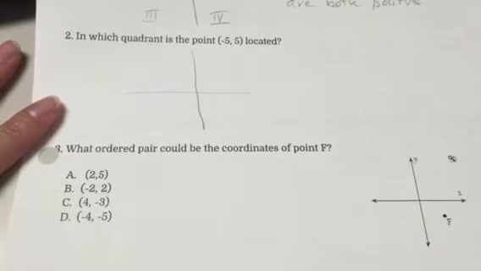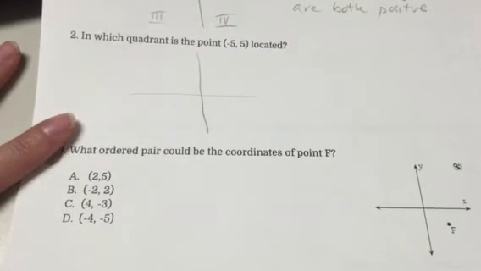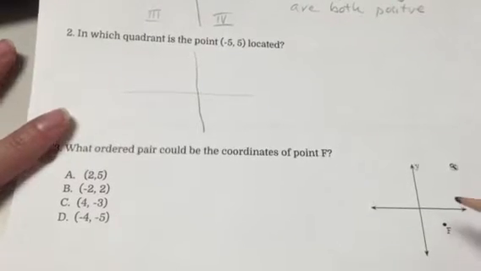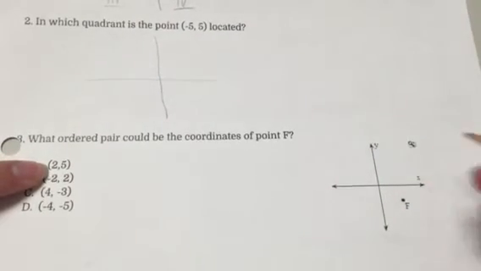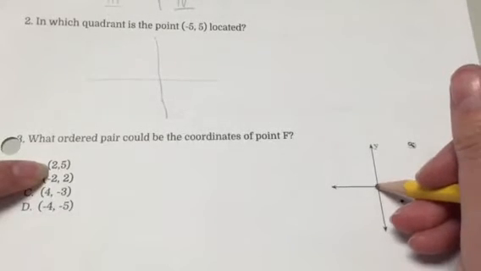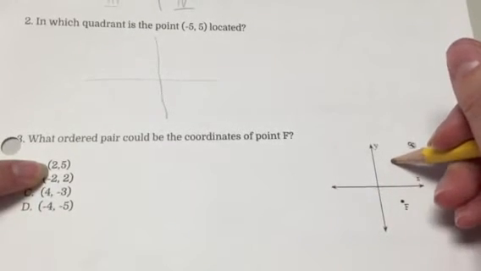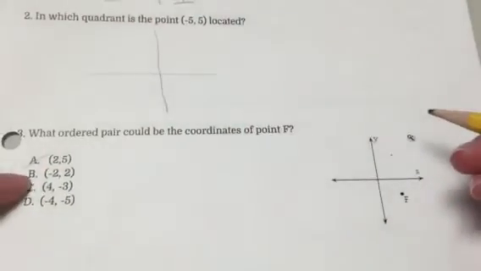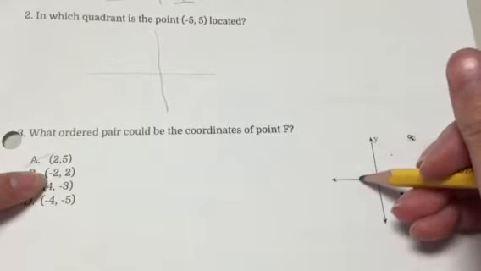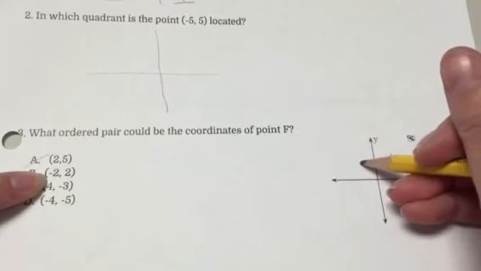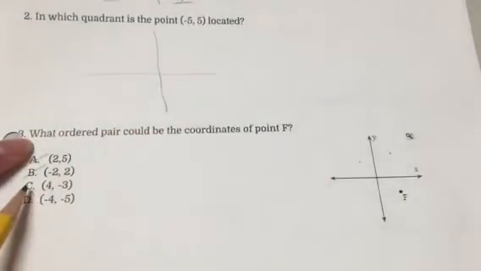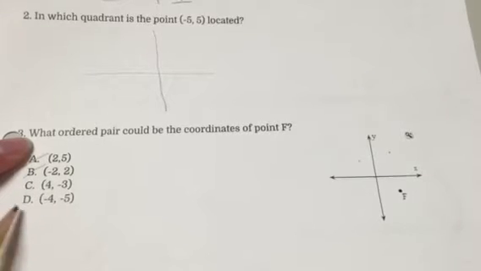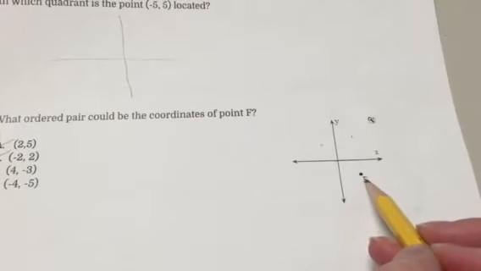All right, number 3. It says, what ordered pair could be the coordinates of point F? So I would go to each point. So A says 2, 5. So if I went over 2 and up 5, does that take me where F is? So that one I would say no. Then I would check the next point, negative 2 and then up 2. Well, that's going to be about right there. And that's not where F is. So I'll let you guys check choices C and D to see if it lands you with the coordinates where F is over here.